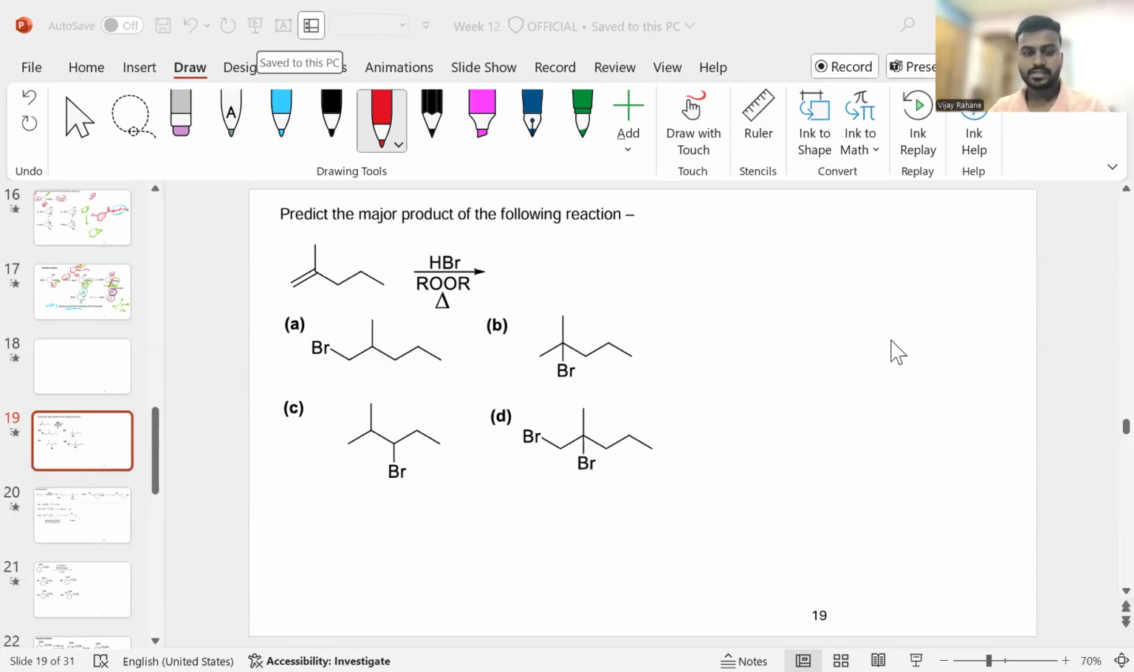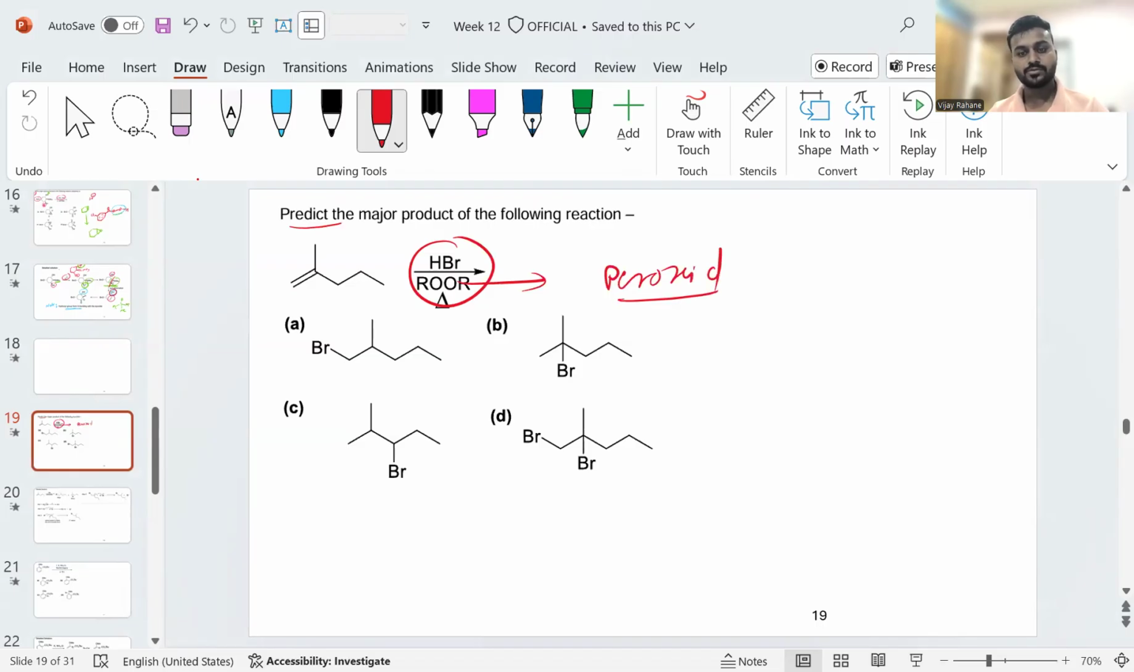Here this is again a simple reaction. Predict the major product formed in the following reaction. I don't think I need to describe this reaction. This is just addition of HBr, but in the presence of peroxide, that you need to remember. So what happens in the presence of the peroxide?